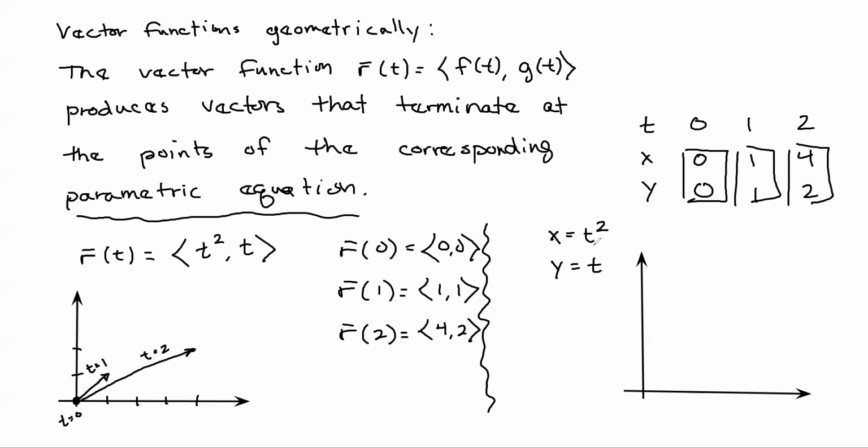Now if we were to plot points from the parametric equation, we would get the point 0, 0, the point 1, 1, and the point 4, 2. This is t equals 0, t equals 1, t equals 2. So we can see that geometrically, a vector function produces vectors that terminate at the points of the corresponding parametric equation, and that happens organically. If you plug inputs into the vector function, you plug them into the individual components. If you use those components to define the parametric equation, then when you plug in values, you plug them into the same individual components. So you're doing the exact same thing, except one produces vectors and the other produces points.